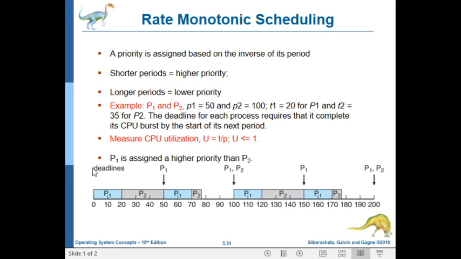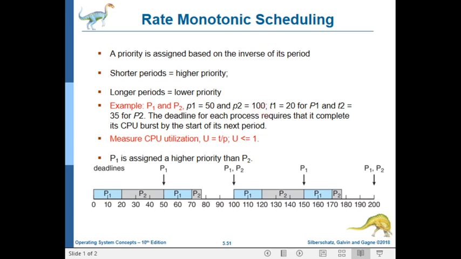So firstly, we need to measure its CPU utilization. CPU utilization is the ratio of its burst to its period, and we have to make sure that the utilization is less than or equal to 1. So for P1, the CPU utilization is 20 divided by 50, which is equal to 0.4, and for P2, 35 divided by 100 is equal to 0.35.